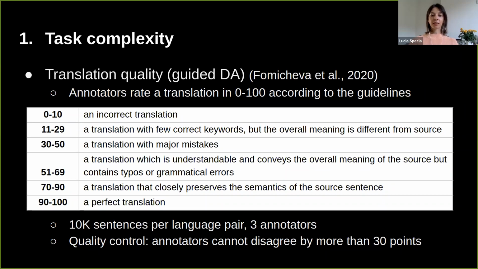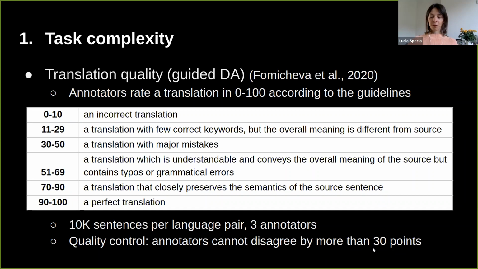And we collected a lot of data for various language pairs, 7 language pairs, so 10K per language pair, and then we had 3 annotators. And as part of quality control here, we forced the annotators to somewhat agree, meaning that we only allowed them to disagree by 30 points. The way we do this, there is a tool that when we have multiple annotators and we make them create these labels, if they disagree, we actually pull a different annotator to do that until we get to 3 annotators that don't disagree by more than 30 points in the 0 to 100 scale.